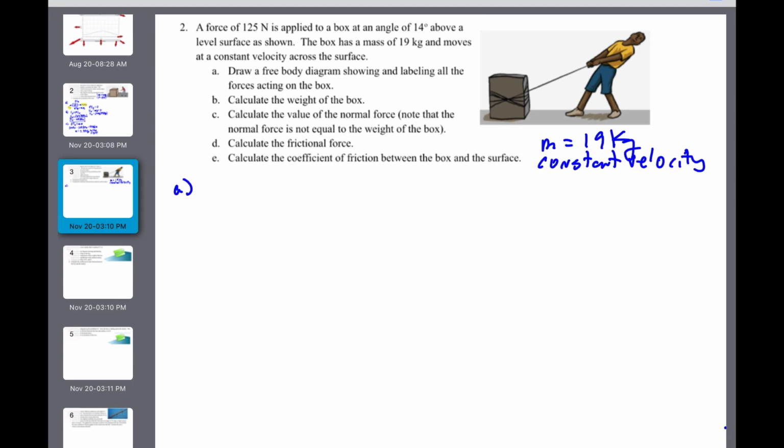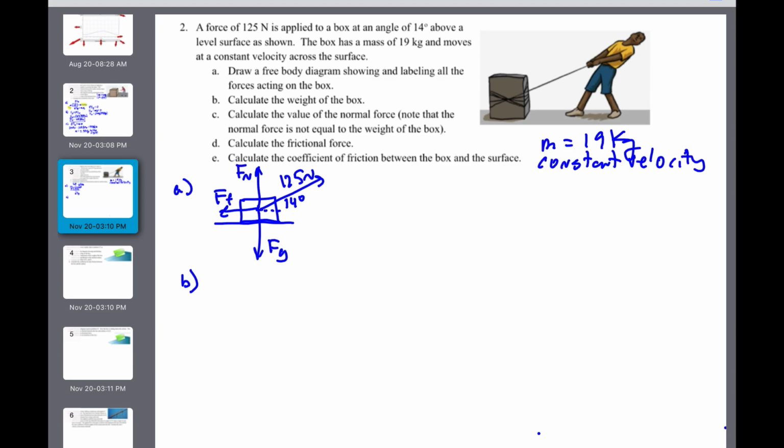Now, pondering the free body diagram, we've got an object on a level surface. We know there's an angled applied force that's given to us at 125 newtons at an angle of 14 degrees. And then we have the weight, we have the frictional force, and we have the normal force applied.